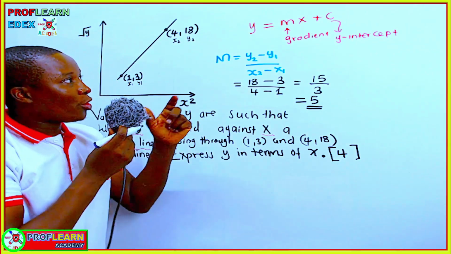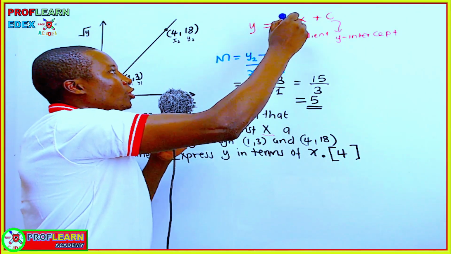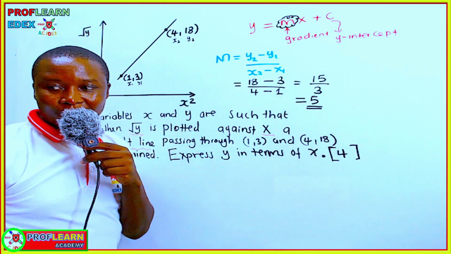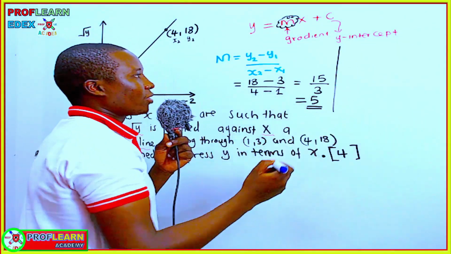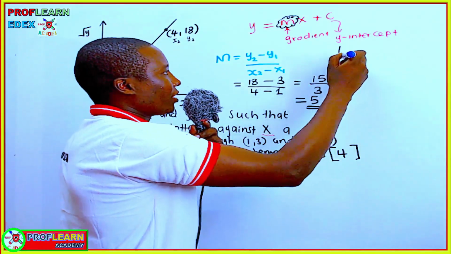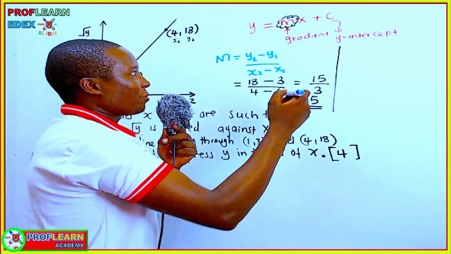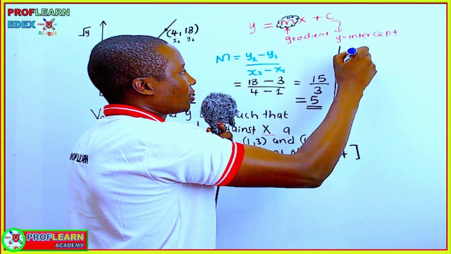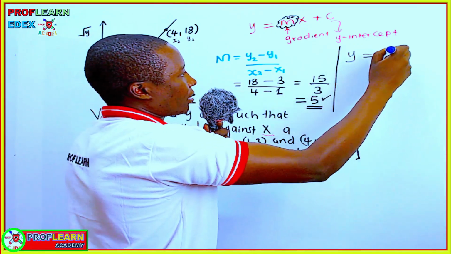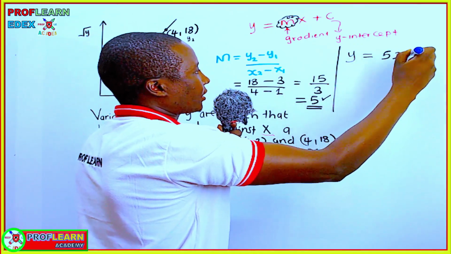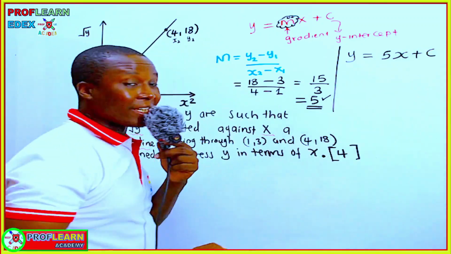So when we write this equation, our gradient 5 is going to replace the value of m. The second thing we said we are going to find is the y-intercept, which is where the line cuts the y-axis. So writing the equation the way it is, y equals m, but m is 5, so we can say y equals 5x plus c. Our c we don't know, so we are yet to find it.